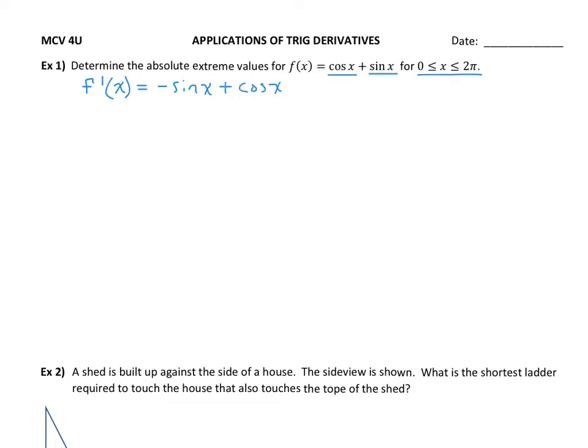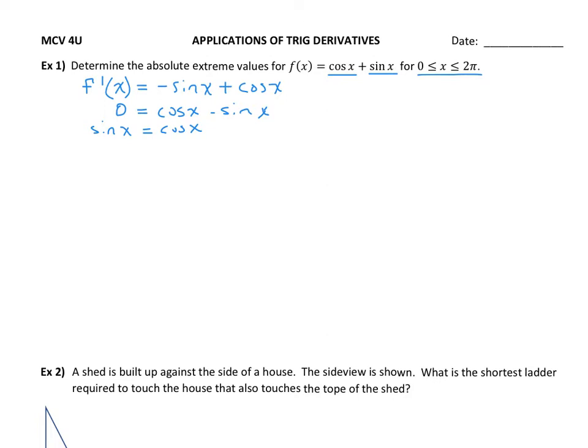And we need to set that derivative equal to 0 to find our possible critical numbers here. So we would end up with 0 equaling, I'm just going to flip that around and put positive cos x first and then minus sine x. We want that to equal 0. In other words, we want to know what values of x make sine x equal to cos x. I'm just adding sine x to both sides. So what values of x make sine x and cos x equal to each other?